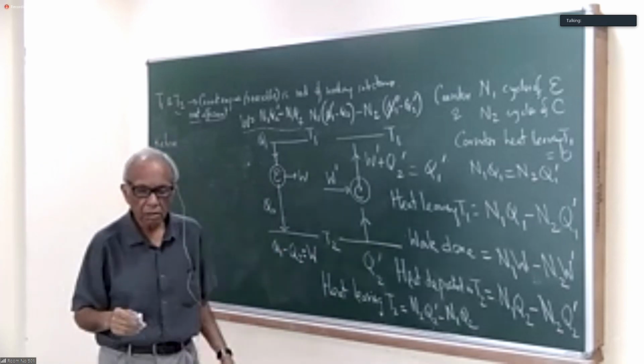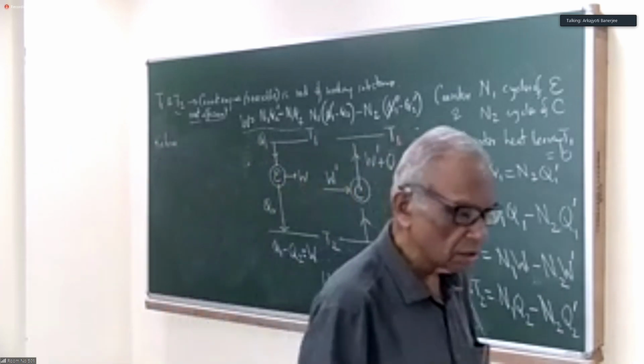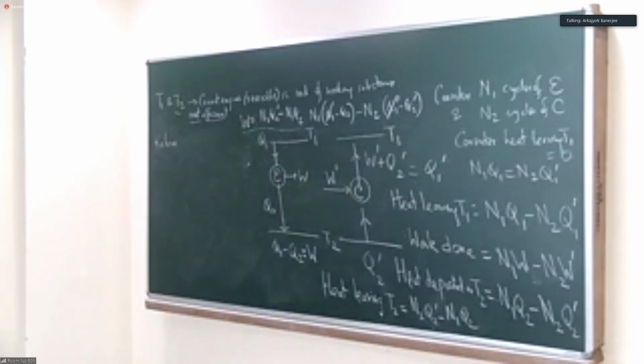Yes, sir. So here we had taken N1 Carnot engines and N2 reverse Carnot engines. So how does this actually prove that the Carnot engine has the maximum efficiency? How does it imply that?